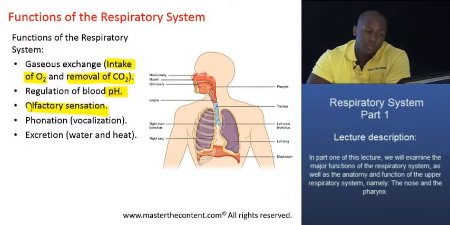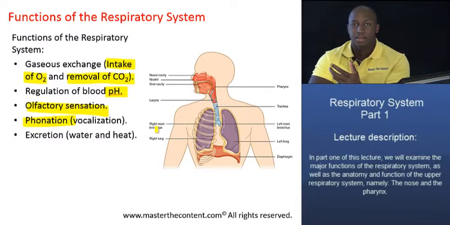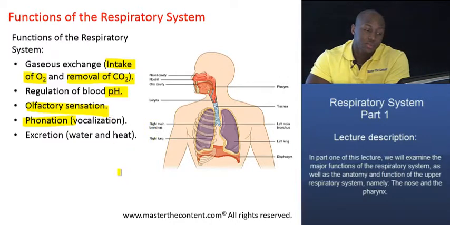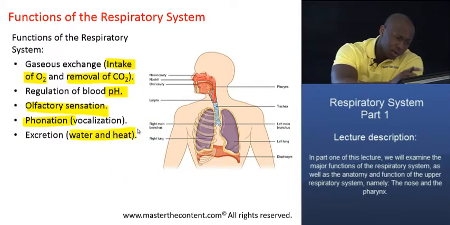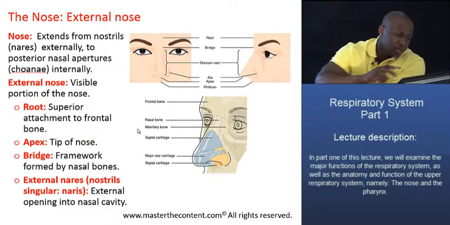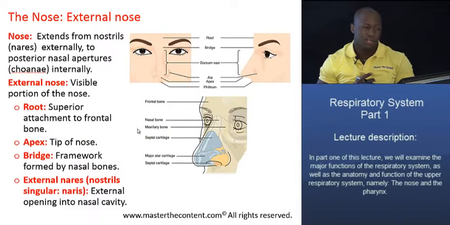Your respiratory system also plays a key role in phonation, or what we call vocalization, basically your ability to make sounds, so your voice and your ability to speak or sing. And it's also responsible for the excretion of a small amount of water and heat. Now, what we're going to do next is go into a few of these structures. We're going to study their structure and their anatomy, and we're going to begin with the external structures.